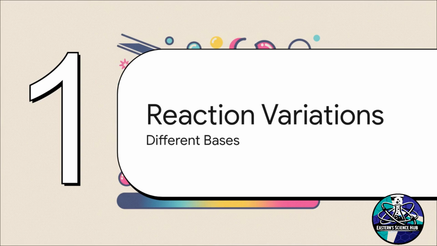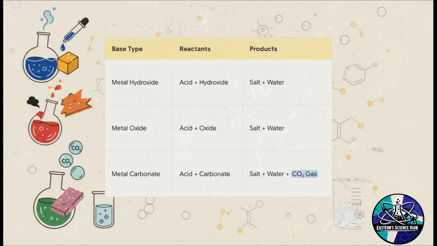But there are a few interesting twists to the plot depending on the exact type of base you use. Let's look at three main variations you'll encounter. This table lays it out pretty clearly. Look at the first two types of bases, a metal hydroxide and a metal oxide. When they react with an acid, the products are exactly what we expect, salt and water. Simple. But now look at that third row. This is the interesting one.